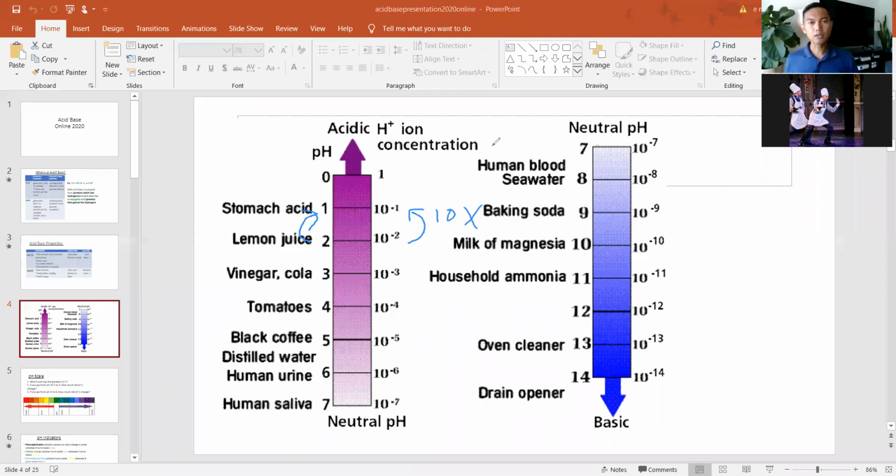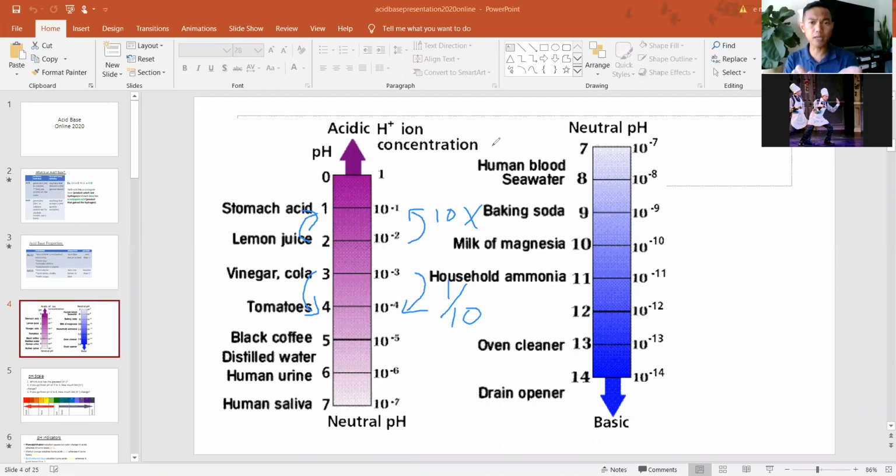It's a 10-fold change. So if I'm going from a higher pH to a lower pH, and lower pH means more acidic, then it's going to be 10 times more concentrated. But if I reverse the process, say I'm comparing soda to tomatoes, going from 3 to 4, what's happening to the concentration of H plus? We're going from a lower pH to a higher pH, so technically we're now at 1/10 of the original concentration.